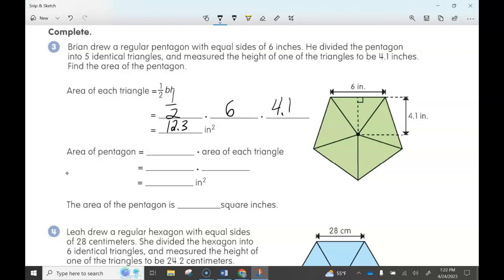Now, if we want to find the area of the pentagon, we're going to multiply the area of one triangle times 5. Why is that? Because we have 5 triangles in our pentagon. Plugging in the numbers, 5 times 12 3/10 is going to give us 61 5/10 inches squared. So the area of the pentagon is 61 5/10 square inches. Again, find the area of one triangle, then multiply it by 5 because there are 5 triangles in the pentagon, and that gives us the area of the pentagon. This concludes the video on lesson 10.3, Area of Other Polygons. If you have any questions about this concept, please come and see me.